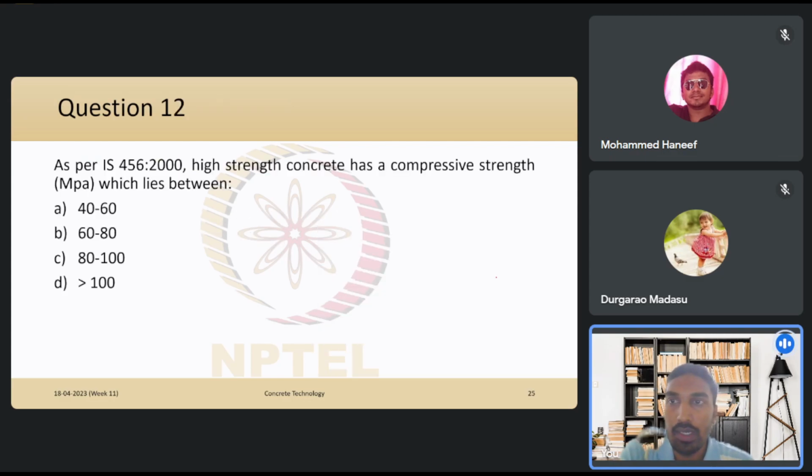Okay, so question number 12 is, as per IS 456-2000, high strength concrete has a compressive strength in MPa between which of these ranges? So the options are 40 to 60 MPa, 60 to 80 MPa, 80 to 100 MPa, and greater than 100 MPa.